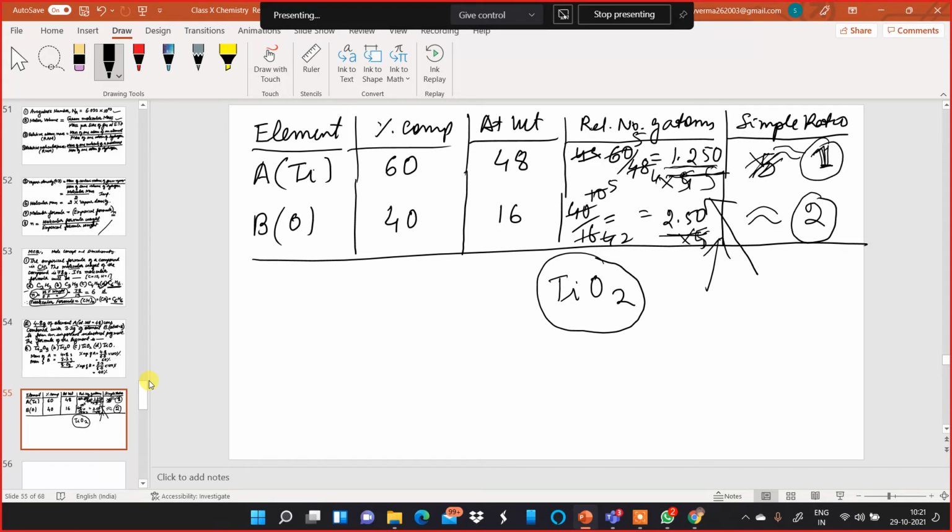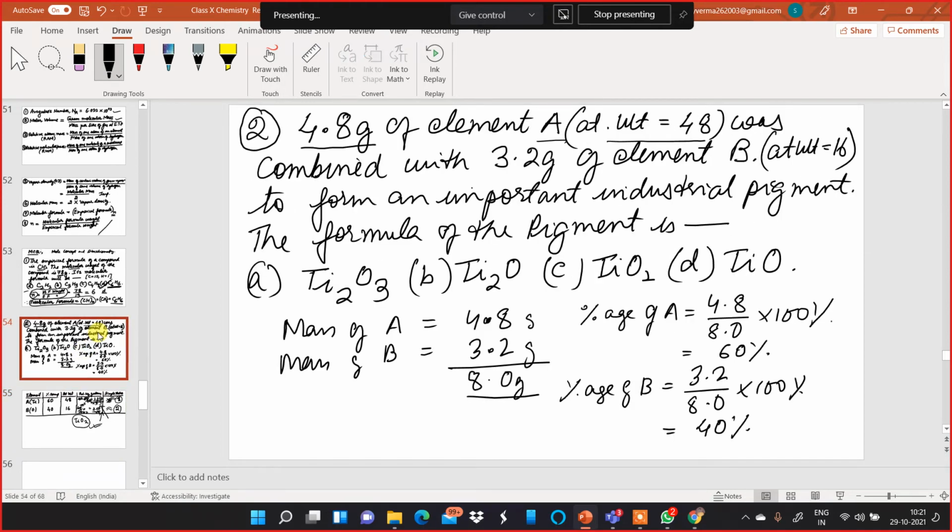Because if you put any other values, it will not come to Ti2O3 or Ti2O. That cannot be the answer. It cannot be TiO also because the ratio is not the same. So the only possibility is TiO2. So our option for this question becomes which one? Option number C, that is TiO2. So that is one question. It's a very, very good question.